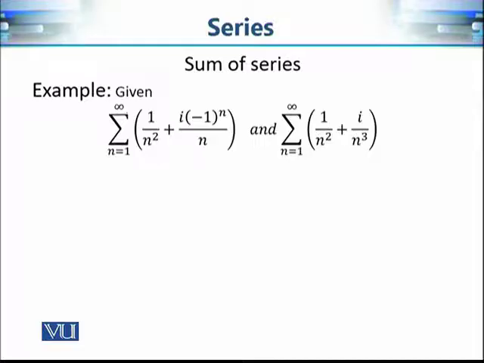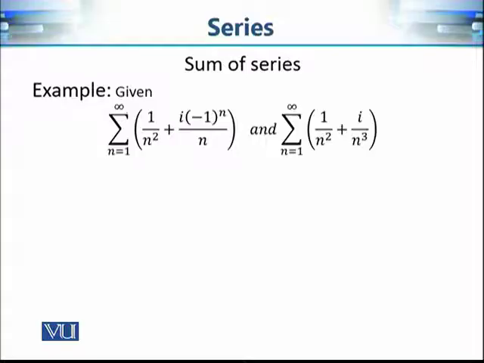Now let's see some examples. We have one series, 1 over n square plus iota times minus 1 raised to power n over n, and we have seen in our previous discussion that this series is convergent. And the next series is 1 over n square plus iota over n cube. Using our previous discussion, or the relation between this complex series and its corresponding two real series, it can be checked that this series is convergent. I'm leaving this as an exercise for you to check.